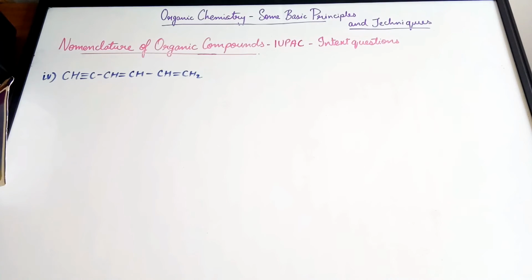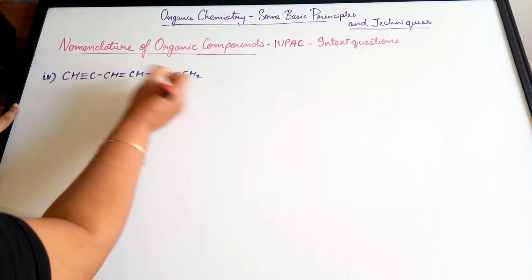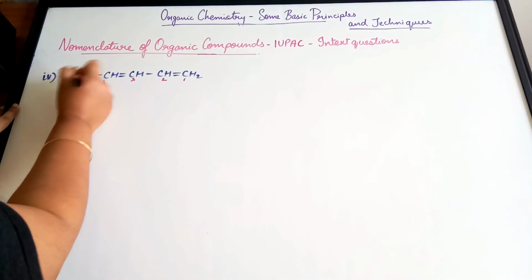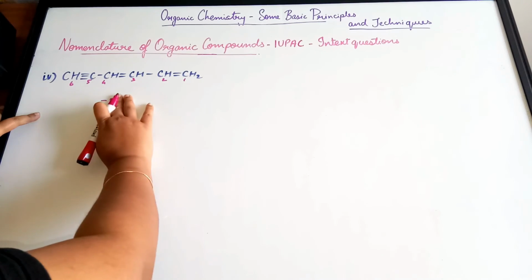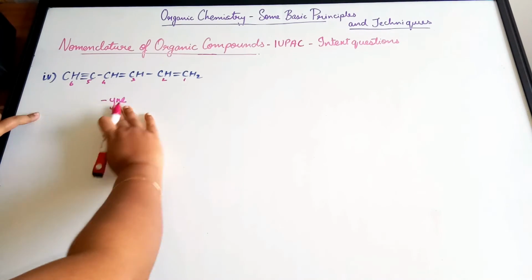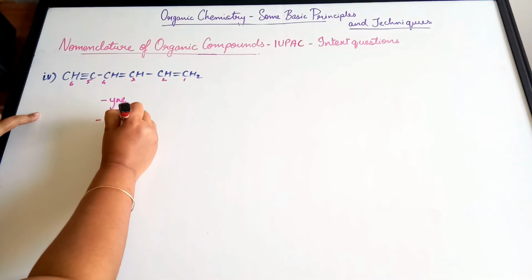The last compound. Here in this compound we have both a double bond as well as a triple bond, and we've already discussed that when there are both double and triple bonds, the double bond gets more priority, and the triple bond is considered to be part of the parent chain. So here, 1, 2, 3, 4, 5, 6. There is one triple bond, denoted by "-ine", and the two double bonds are denoted by "-diene".